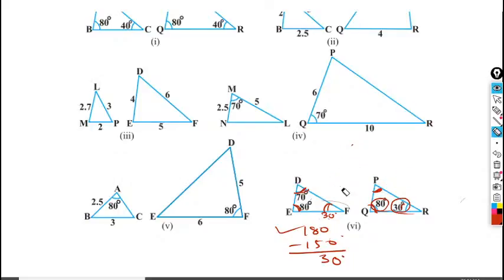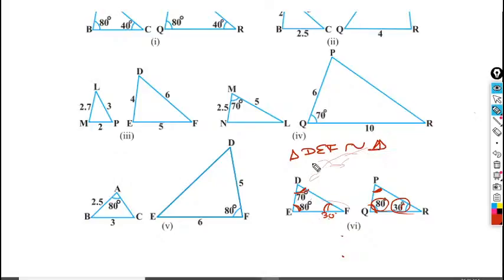Therefore, we can say these two triangles are what? Similar. Let's write it. First of all, we will see the correspondence. First we write triangle DEF is similar to triangle... who is corresponding to D? Okay, P, because D is 70 degree, P is also 70 degree. So triangle P. E is 80 degree. Where is 80 degree? Yes, Q. So PQ.